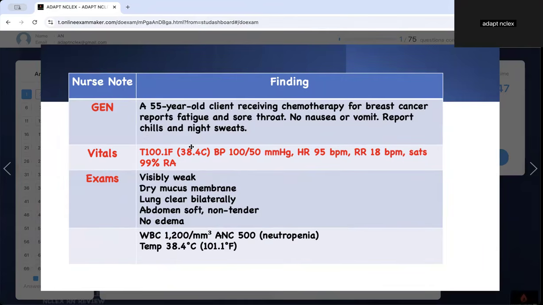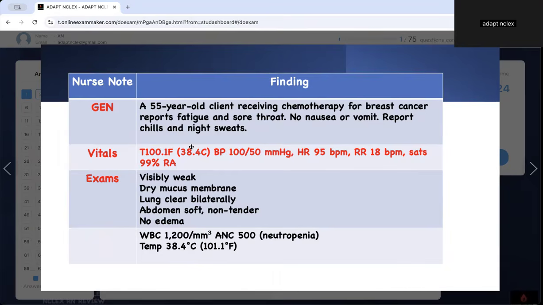Same strategy. A 55-year-old client receiving chemotherapy for breast cancer reports fatigue, sore throat, no nausea or vomiting, and reports chills and night sweats. Once again, go back. I did not give you too much history. I want you to think about the buzzwords. It's 55. Okay, I don't care about it.